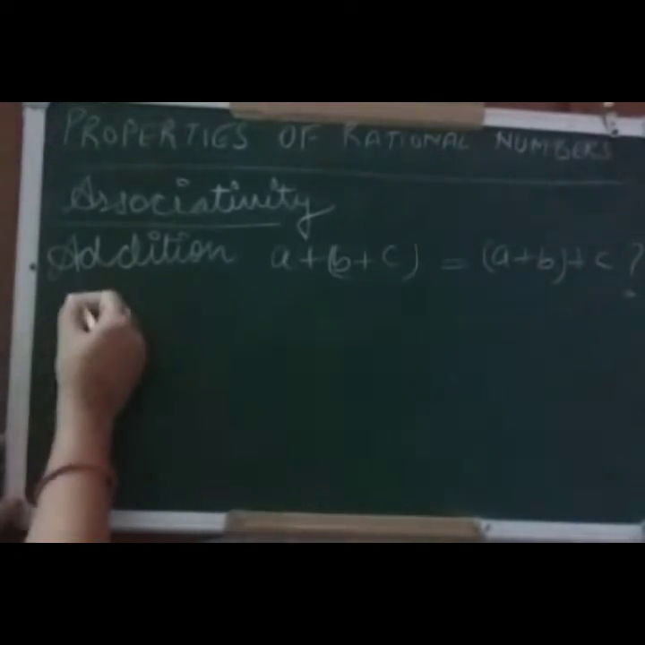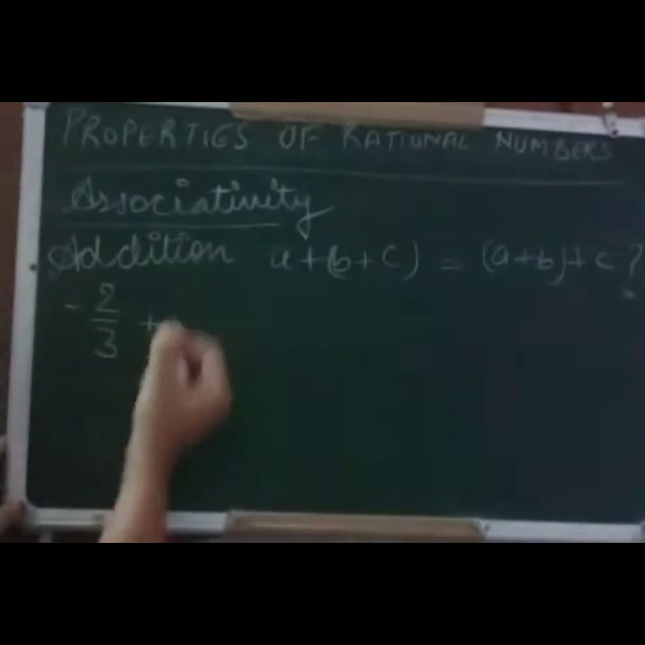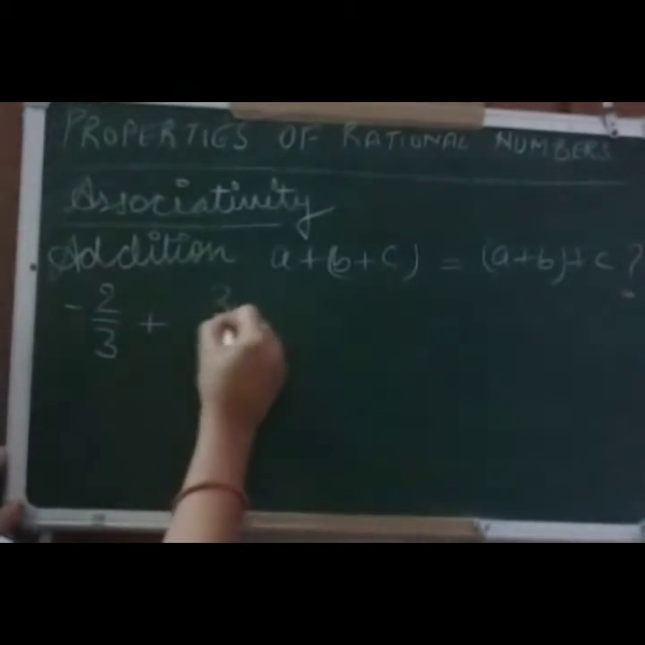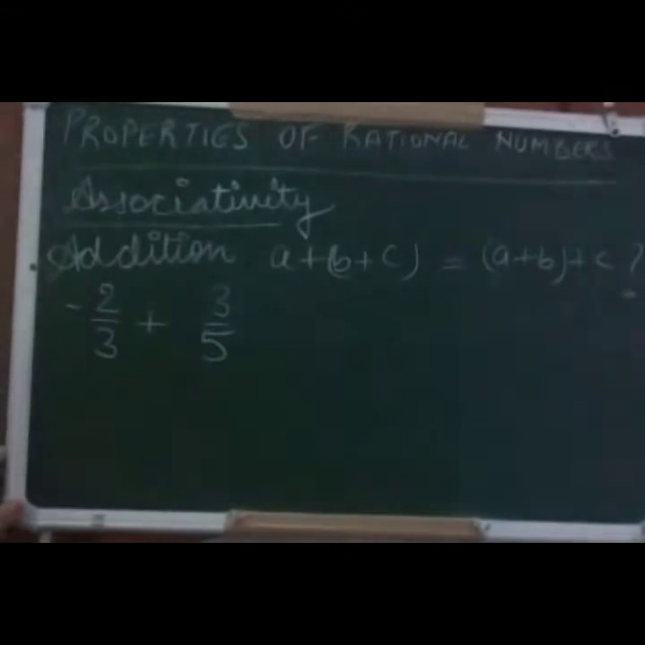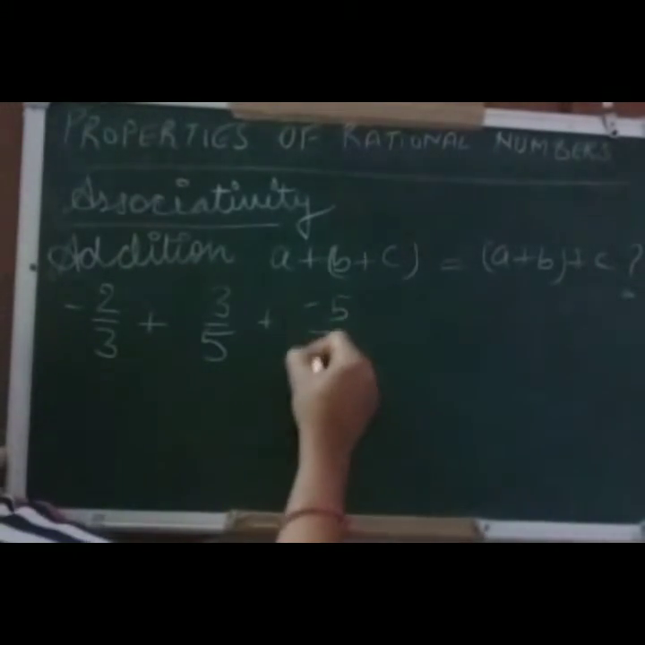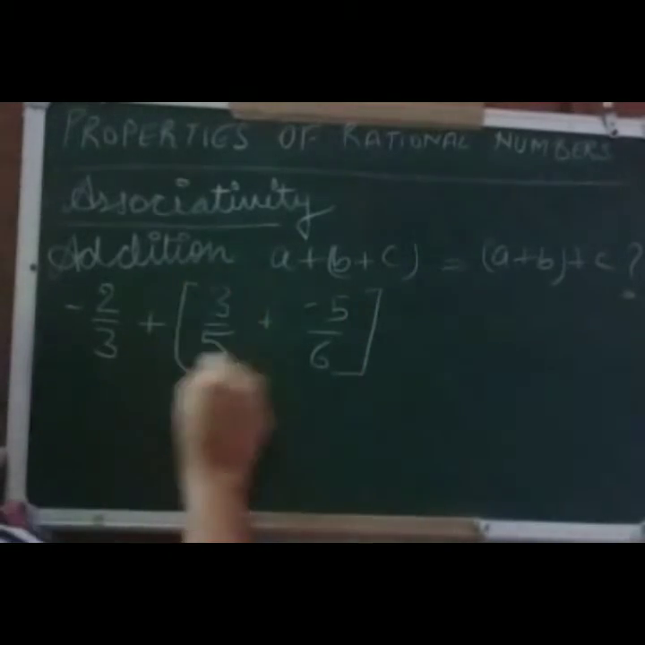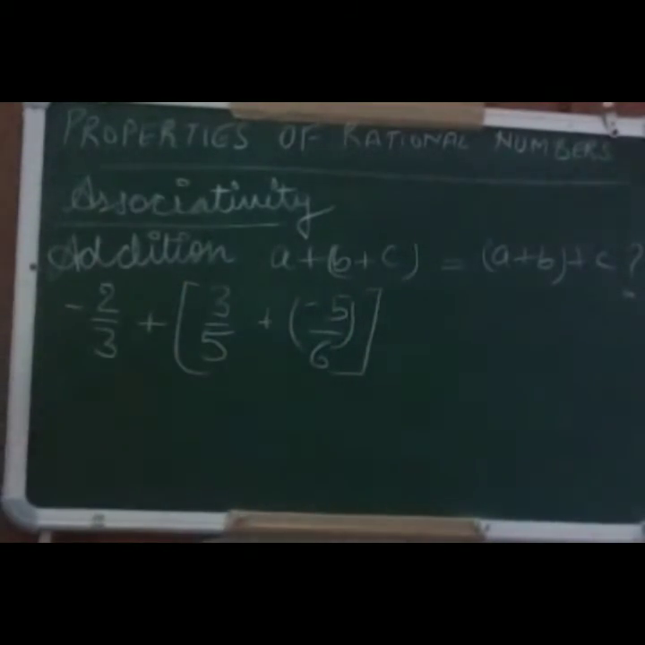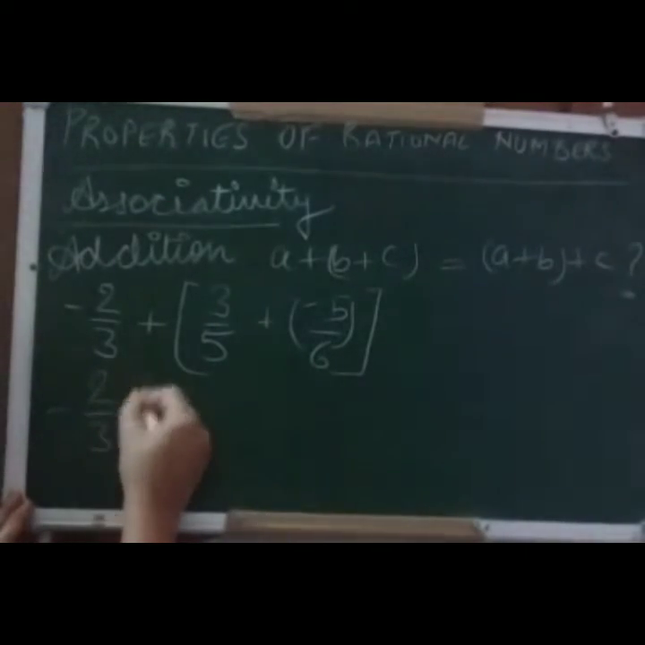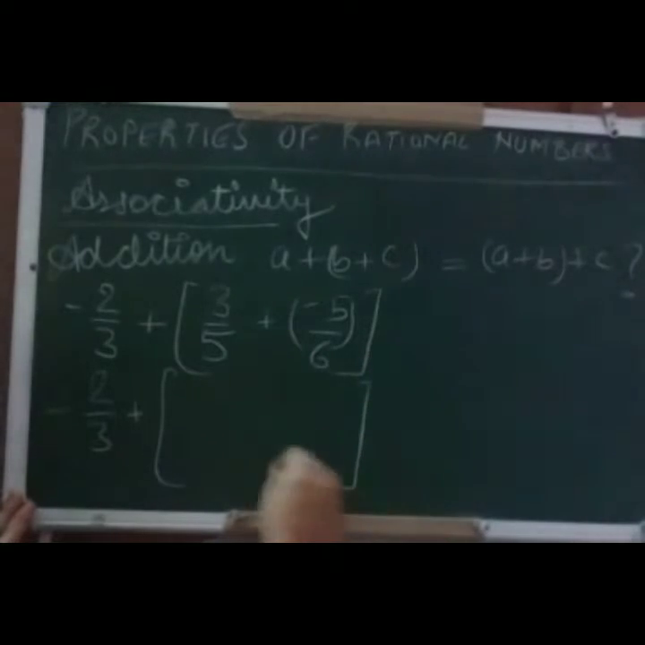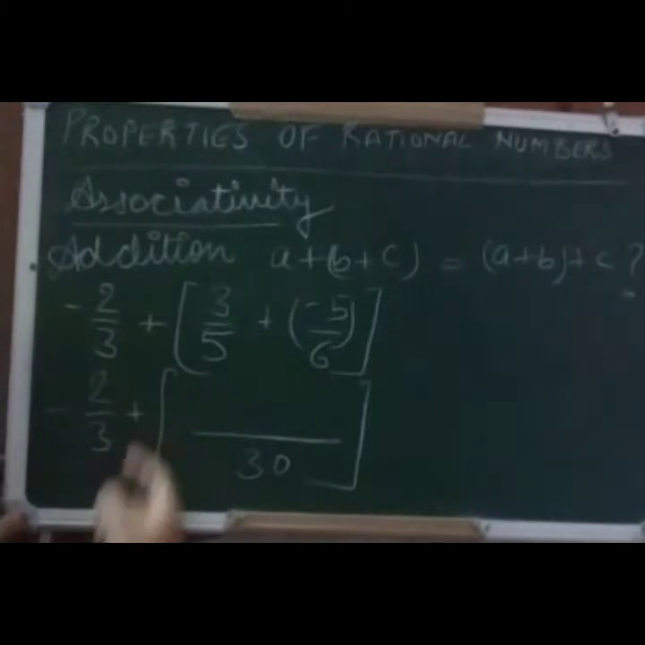Now take three rational numbers, 2 by 3, 3 by 5 and minus 5 by 6. I am arranging them first. Now see here, minus 2 by 3 will remain the same. We will first solve these two. 5 6s are 30, the LCM will be 30, and I have told you how to take the LCM. If you don't know, please check the previous videos.